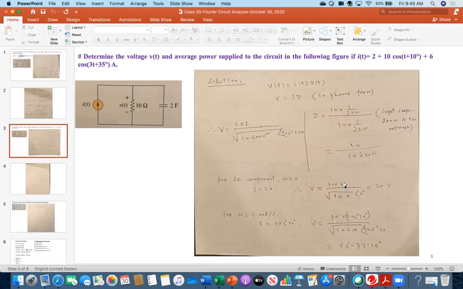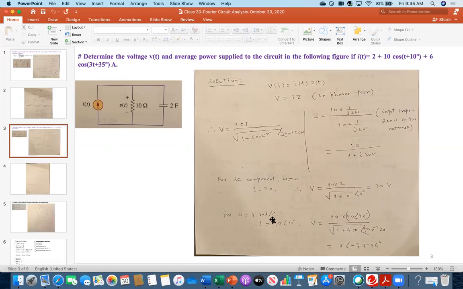I am just verifying the result, whether I am right or not. You are checking. Because I is 2 ampere, this is 2 DC. For DC, what is the voltage here? 2 multiplied by 10, because this is open circuited, so the full 2 ampere current is flowing here. So 20 volt. That makes sense.